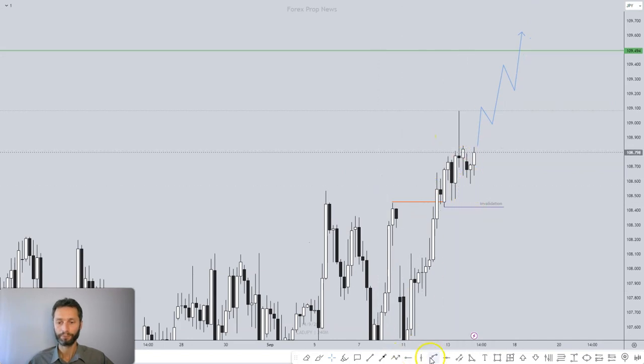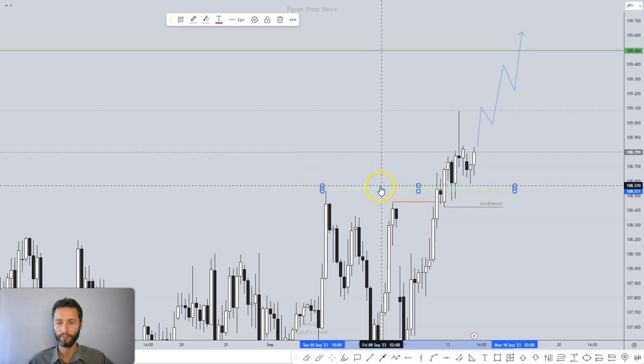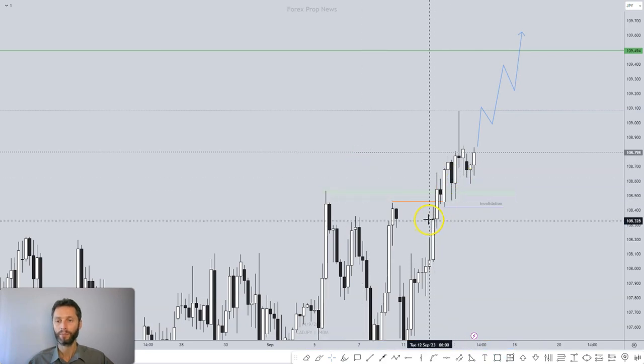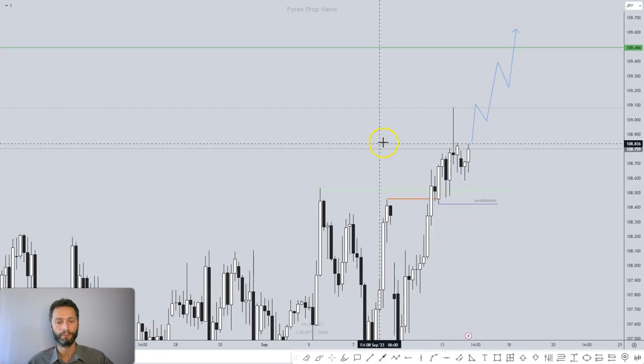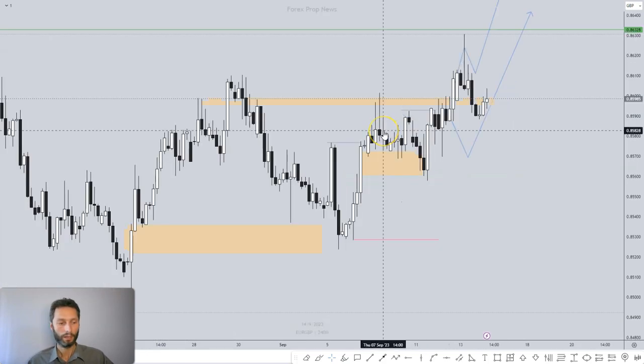I believe that perhaps there was a zone here, if we marked this out earlier in the week. In either case, here's that pullback and continuation. Let's go to the next one.